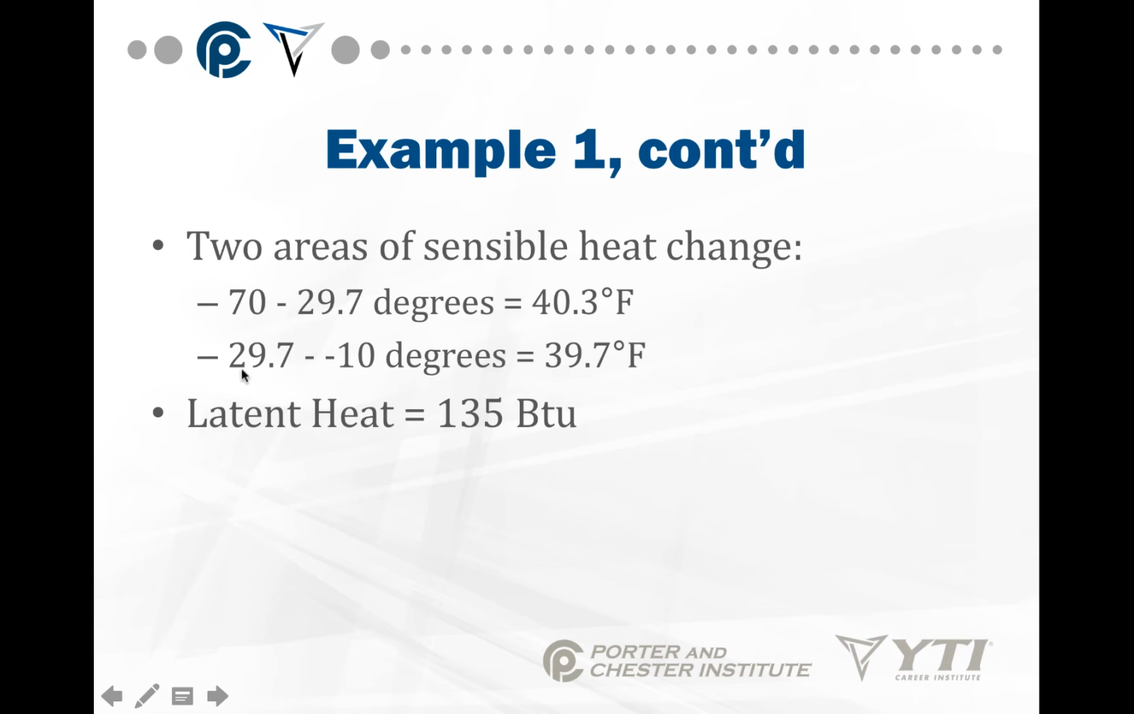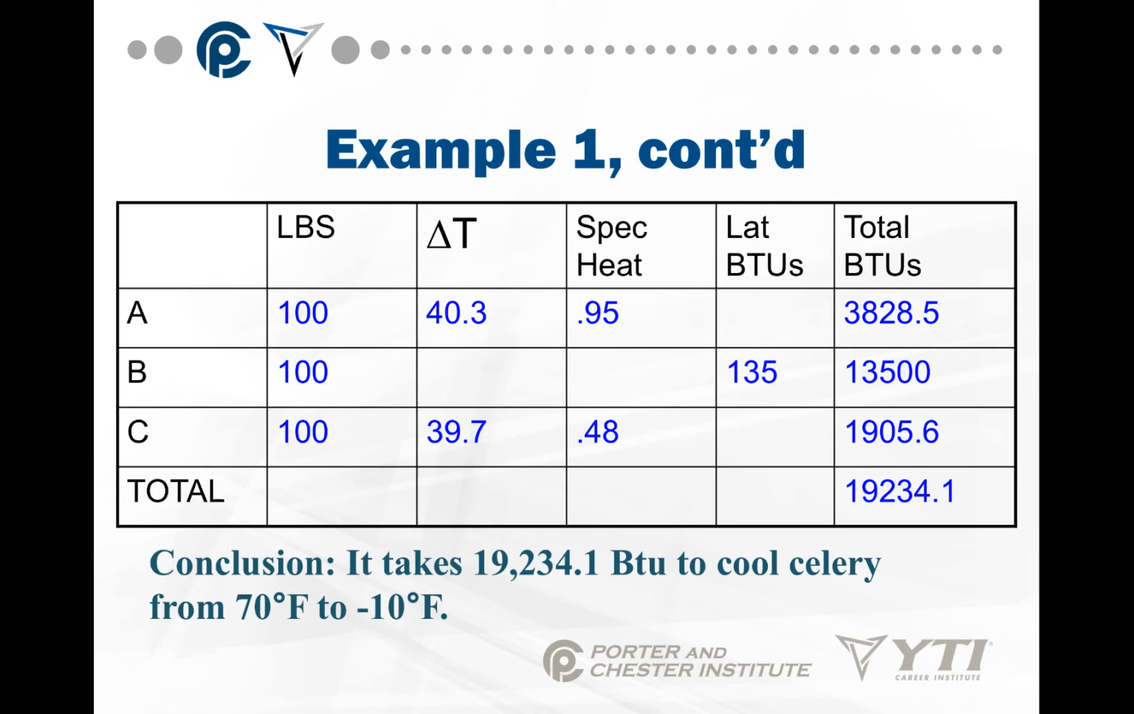Okay, we have 70 to 29.7, which is 40.3. Then I can freeze the substance. There's latent heat in there. Then I go from 29.7 to -10, which is another 39.7 degrees. The latent heat, the amount of BTUs I have to remove to take solid celery to frozen celery, is 135 BTUs per pound. So when we fill out our chart, we know we have 100 pounds of celery. We can fill that out all the way down. My delta T for the first sensible change is 40.3. My delta T for the second sensible change is 39.7.